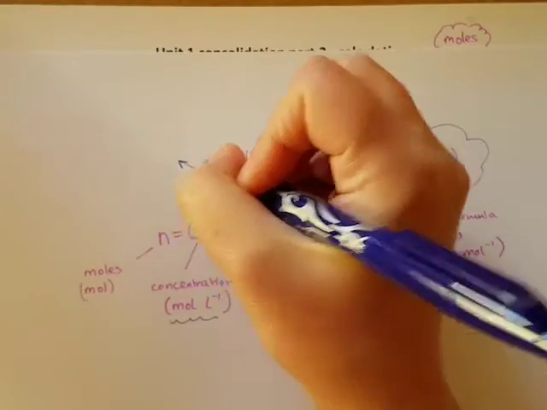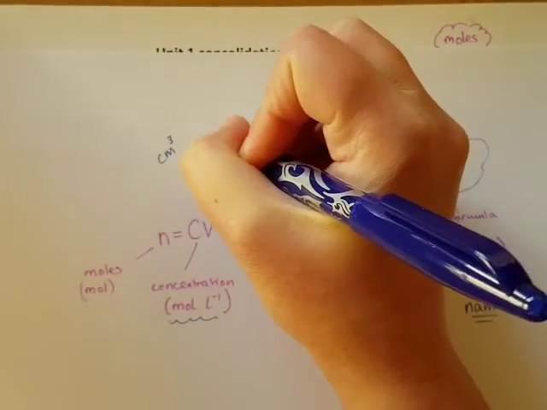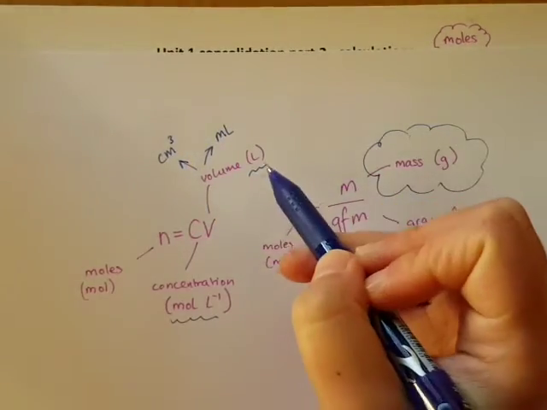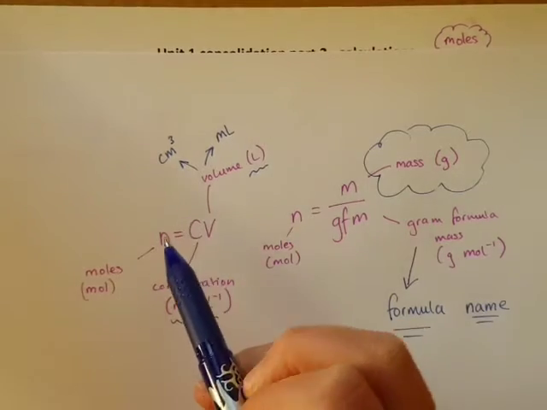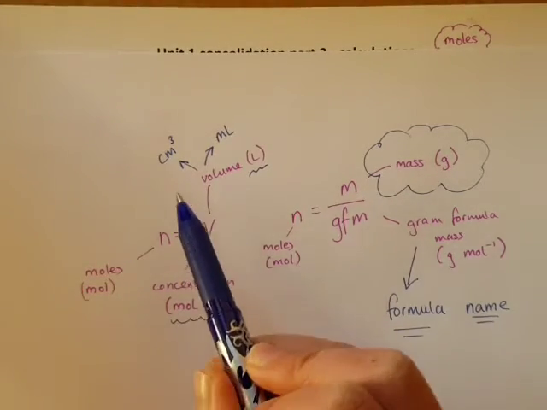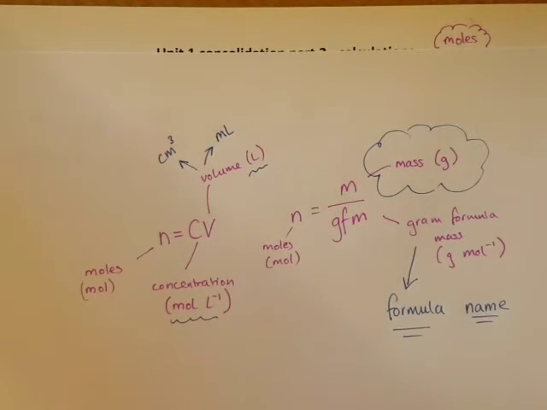Okay, hopefully you're saying centimetres cubed and maybe even millilitres. So volume, as well as being measured in litres, can be measured in centimetres cubed or millilitres. But if you're using n equals CV, you have to convert these into litres. How do you do that?